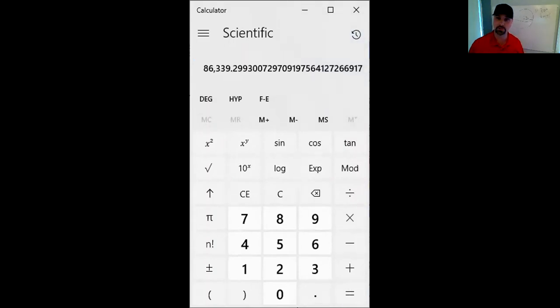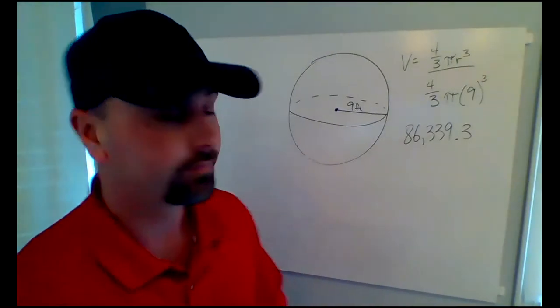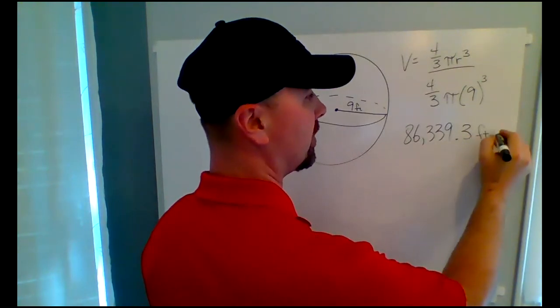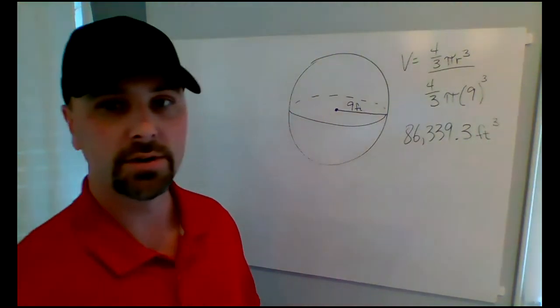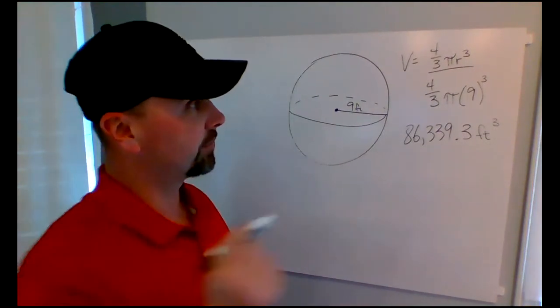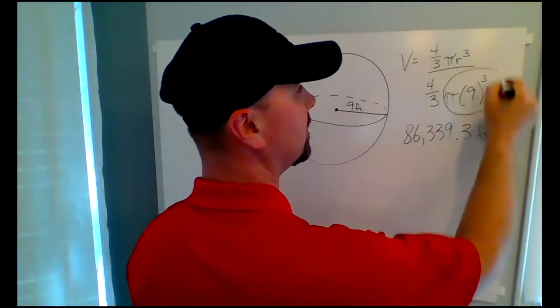All right, so that seemed a little bit complicated, but there's my answer. 86,339.299, so let's just call that 86,339.3. This is volume, so it's always third power. So that's cubic feet.